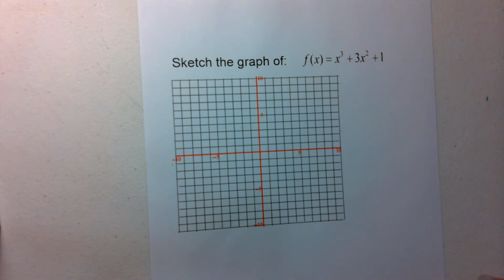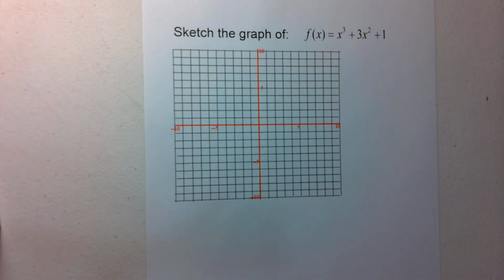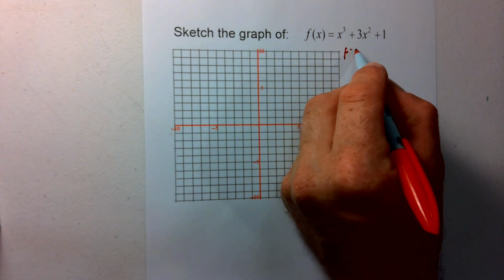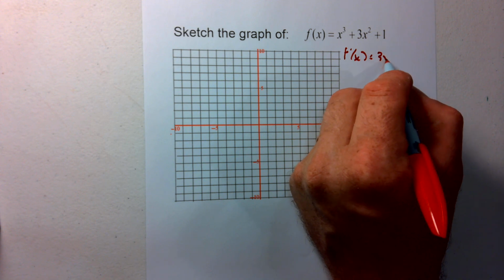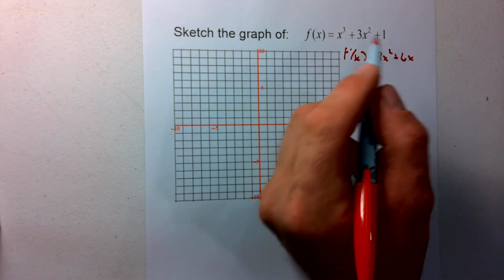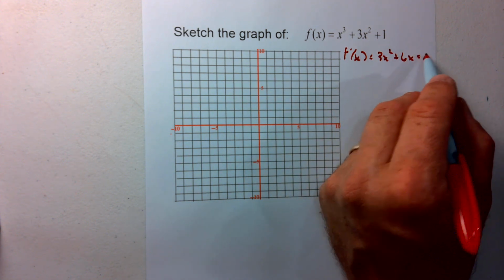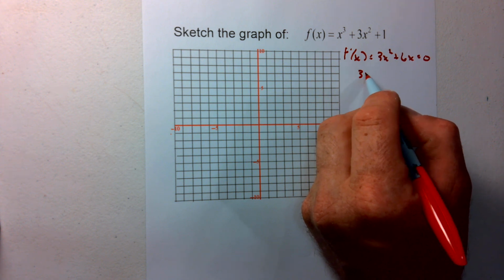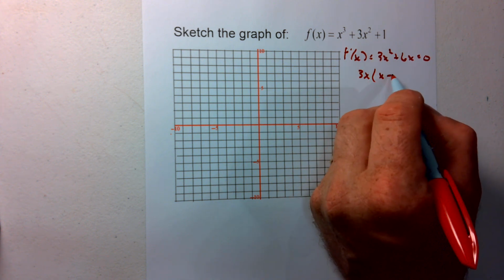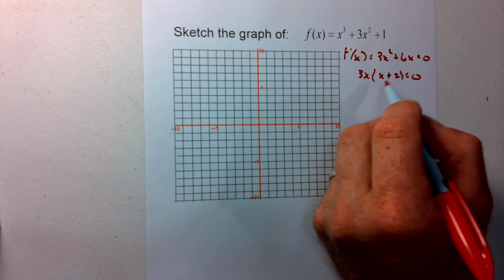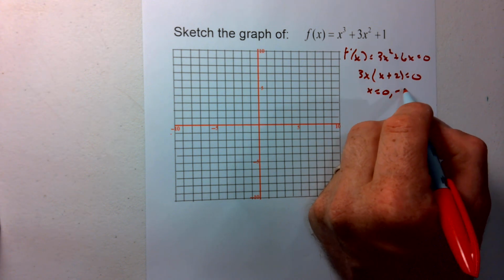I have one more to work on today. Another polynomial. We have x to the third plus 3x squared plus 1. Again, we can go ahead and find the first derivative, which gives me 3x squared plus 6x. Set that equal to 0. I'm going to factor out a 3x. I get x plus 2 equal to 0. So x equals 0 and negative 2.